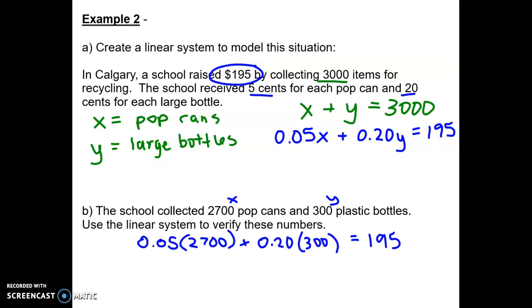So when you verify, we're just plugging in 2,700 for X and 300 for Y. So you should get 0.05 times 2,700. And how many dollars does that give us? What is it, sorry? 135. And then 0.20 times 300, 60. And when you add that together, you should get 195. Another check mark for that one.